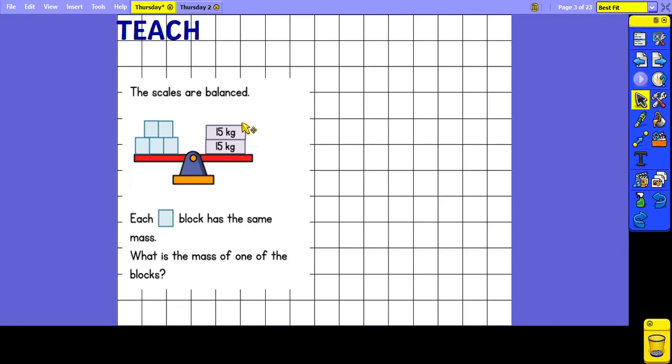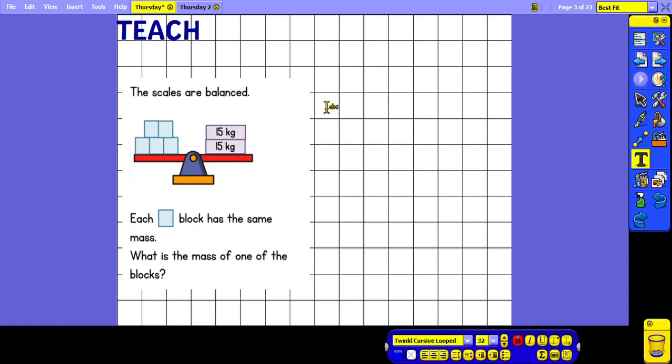We need to work out how much they weigh in total first of all. So if we're finding the total, we're adding the two numbers together. We're doing 15 add 15. To answer this, you could use practical objects at home, you could use a number line, or you could try and do it in your head. And I'm going to try and do it that way.